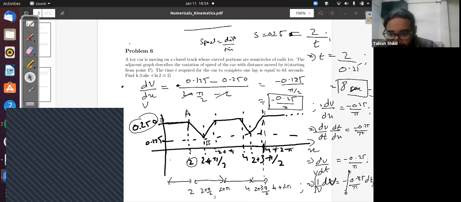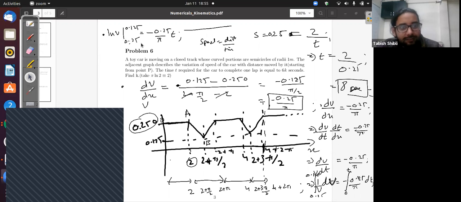How much time should it take? It's going from 0 to t, and velocity is going from 0.25 to 0.125. Well, what's the integral of 1 by v? That's just log v from 0.25 to 0.125, which is equal to minus 0.25 by pi t. What's the value of this? It's just minus log 2, right?